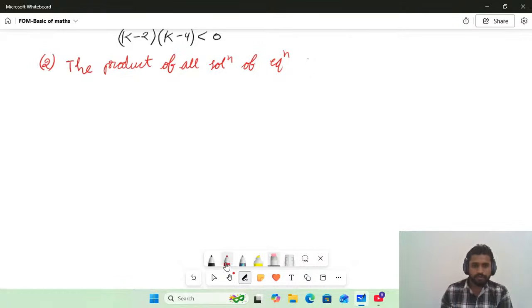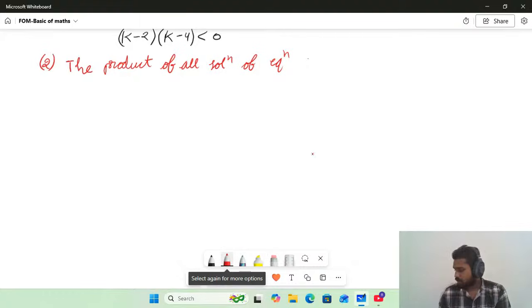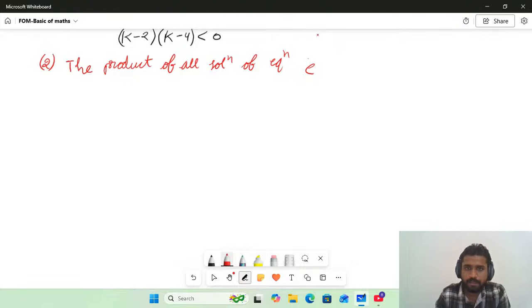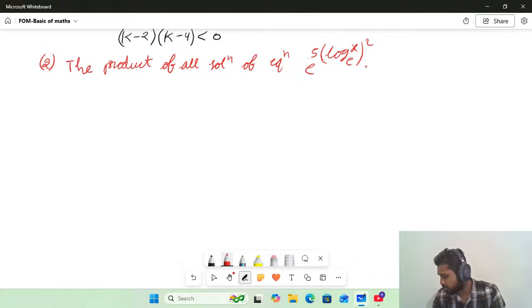So the product of all solutions of the equation e power 5 times of log x with base e whole square, plus 3, equals x power 8, and x should be greater than 0.